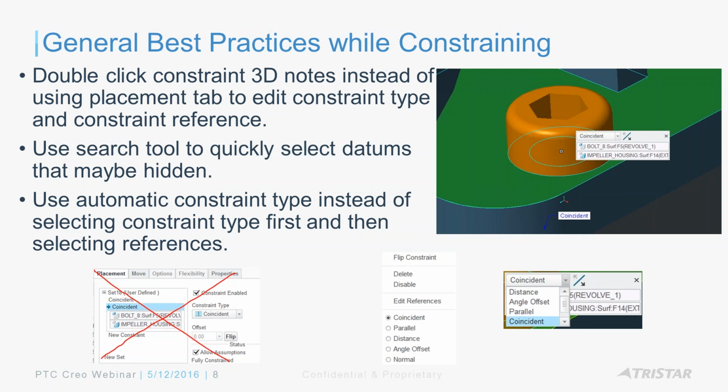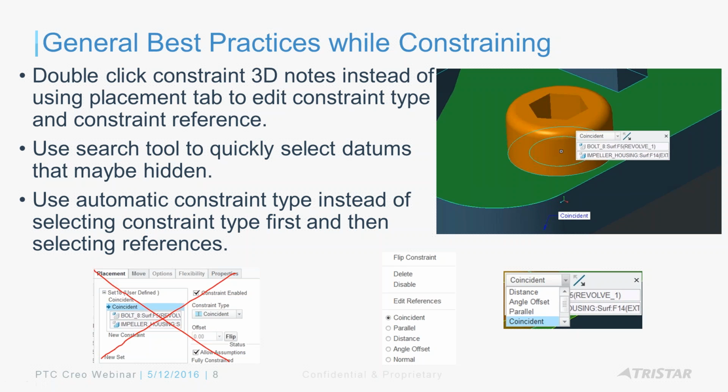You could set up offsets. Let's say you selected the wrong reference. You don't have to go undo, redo. Most of the time it's grayed out anyway. You can directly select the reference right here or select an alternate reference just by using the 3D node, without even worrying about the placement tab.